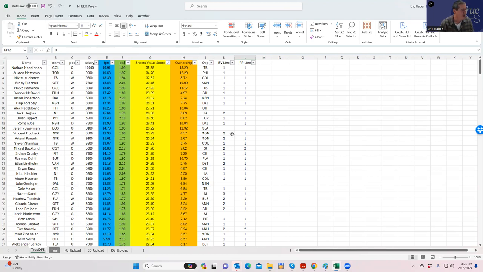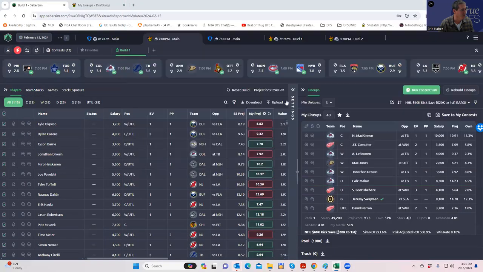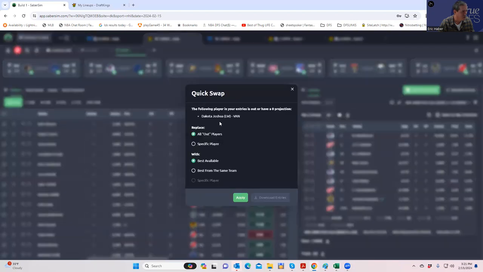So the first thing that I would like to do is just take a look at the slate. It's a big slate. We already, by the way, have somebody that's out. Dakota Joshua was out of our projections, so we'll make a note of that.